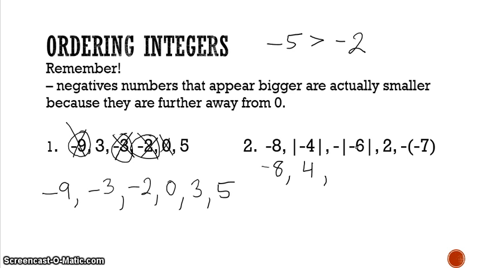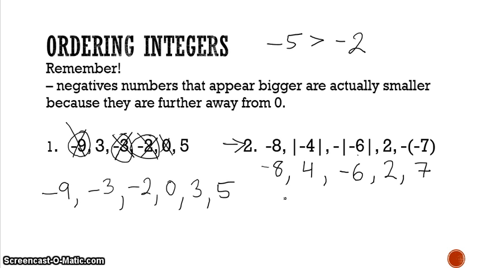Opposite of absolute value of negative 6. So absolute value of negative 6 is 6, and the opposite of it is negative 6. Then 2 is good to go as it is, and then opposite of negative 7. Opposite of negative 7 is positive 7. Now, when I order them, I want to write them in their original form, the way they are right here, so not the way I cleaned them up.